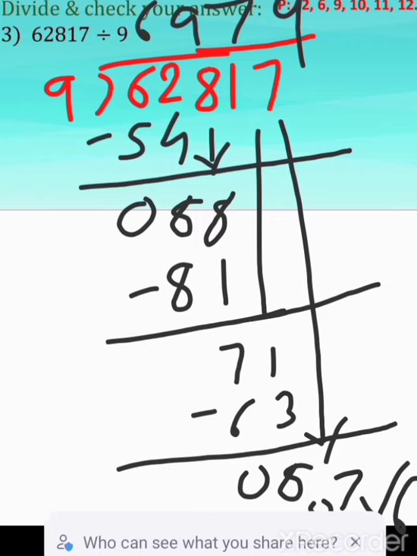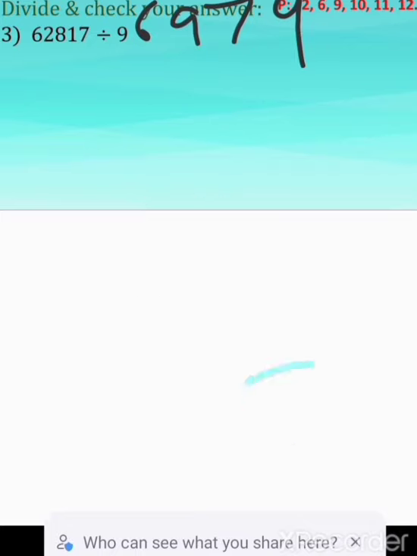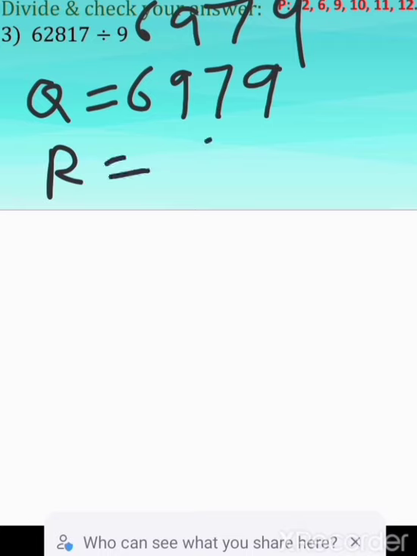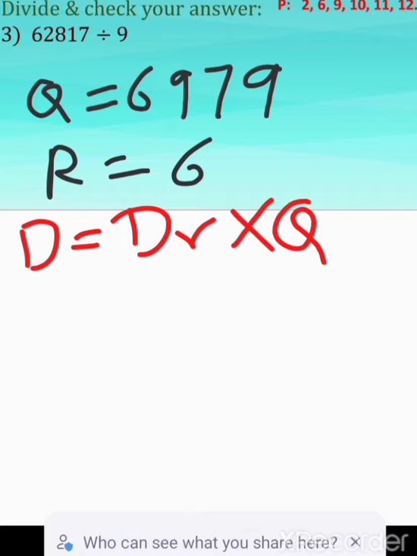Just remember the quotient and the remainder. Our remainder is 6. Let's rub everything else. So here my quotient is 6,979. My remainder is 6, and the divisor and dividend are already there. So what does the algorithm say? According to the division algorithm, dividend is equal to divisor into quotient plus remainder. You all have to learn this formula very well.